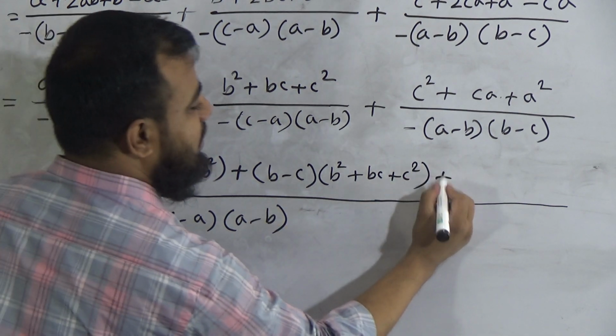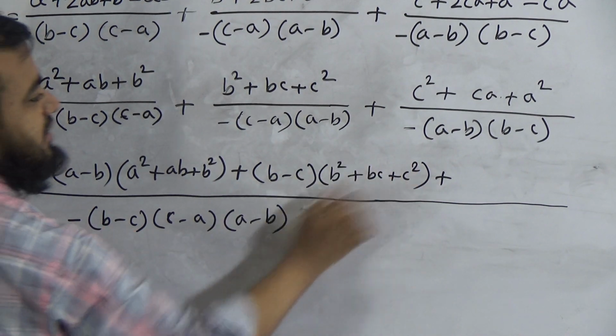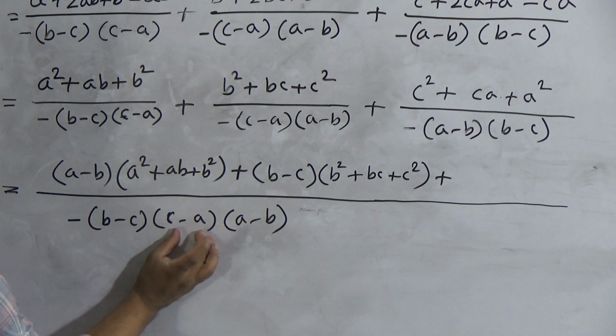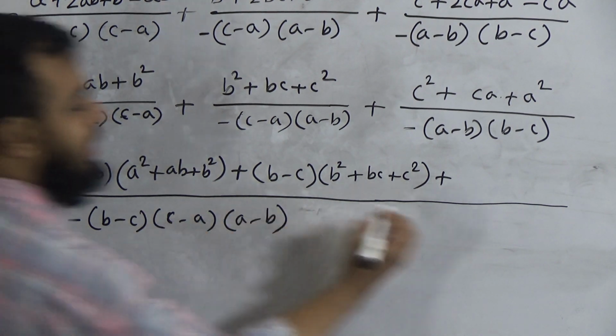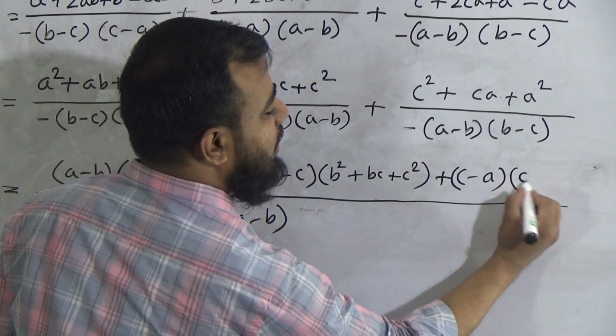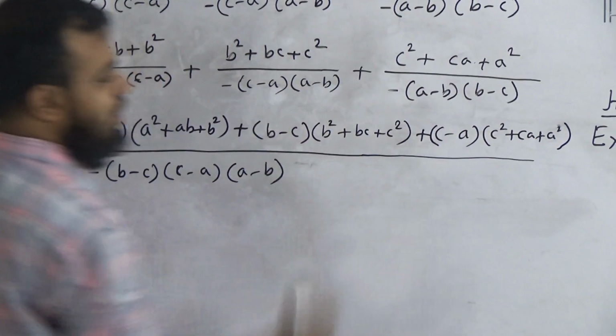Okay, and for the third term, the minus sign, A minus B and B minus C will be removed. So only C minus A will be here. Okay, C minus A will be multiplied with the numerator C square plus CA plus A square. I hope you have understood.